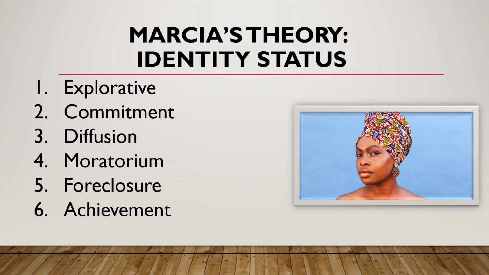And this is what Marcia's theory of identity status is talking about. This person called James Marcia proposed the concept of identity status to describe an adolescent's position in the development of an identity. Exploration refers to a person exploring various options for a career and for personal values. So exploration is crucial for understanding oneself and finding direction in life, especially during key transitions like adolescence and early adulthood.